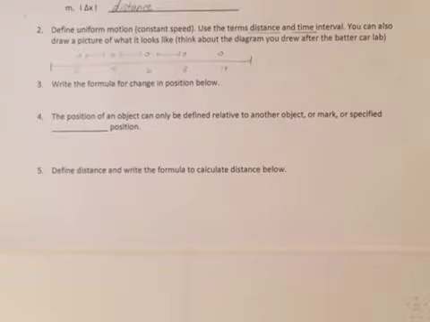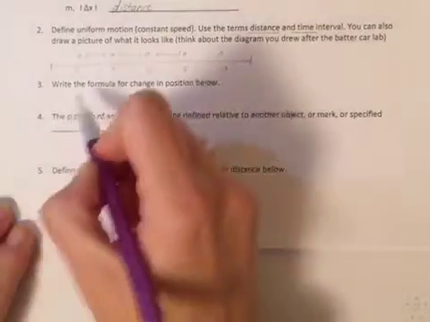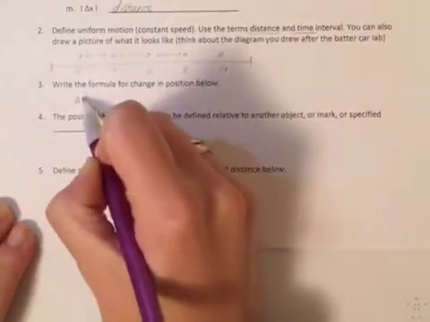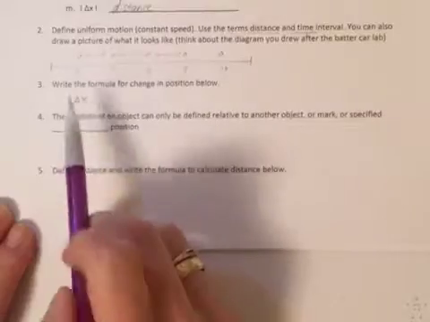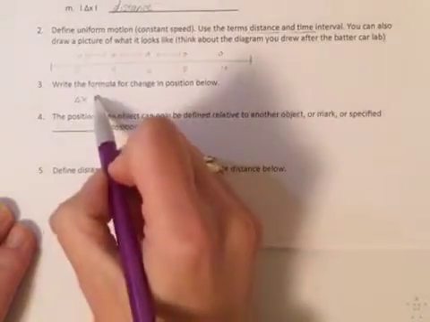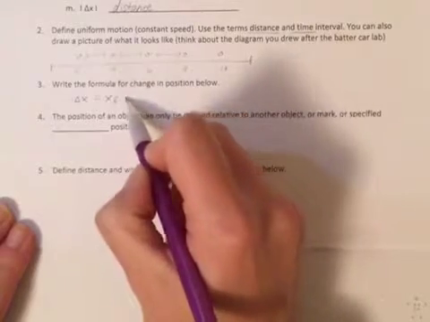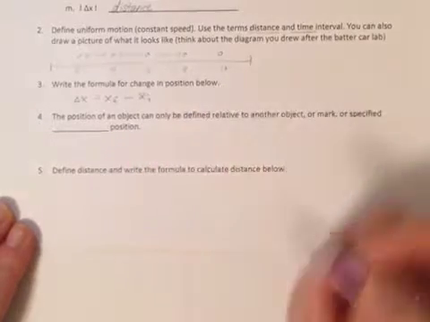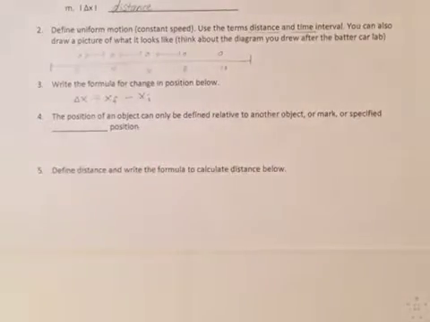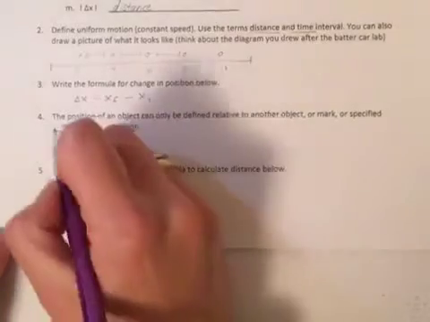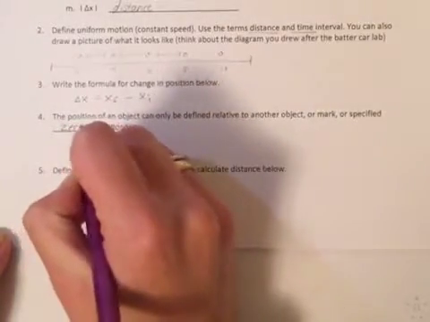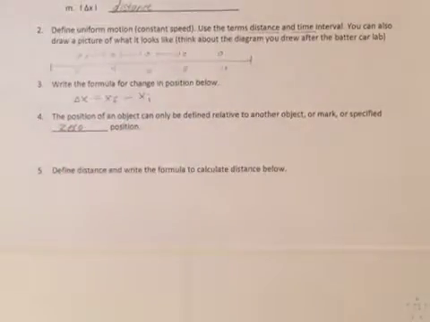Question number 3 wants you to write the formula for change in position. We've talked about this many times. Change in position is this. We know that that means change and that means position. And so what you want to do is take the final or end minus the initial or start. Number 4, the position of an object can only be defined relative to another object or mark or specified 0 position. We measured both the bubble lab and the battery car lab from a 0 position, so don't forget about that.